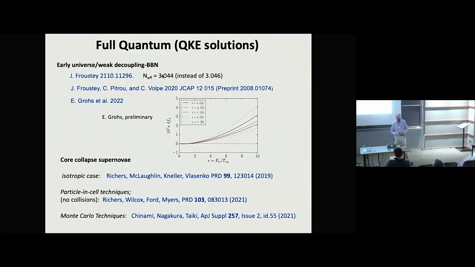Finally, we can really do full quantum transport, the full solutions of the QKEs. We can do it for the early universe. Julian Froustey and Cyril Pitrou have done this recently, finding a small change in the effective number of degrees of freedom that results from a quantum versus a Boltzmann transport calculation. Evan Grohs has been working on this and can actually do this better. He's still working on this, but here's the difference between Boltzmann and quantum transport.